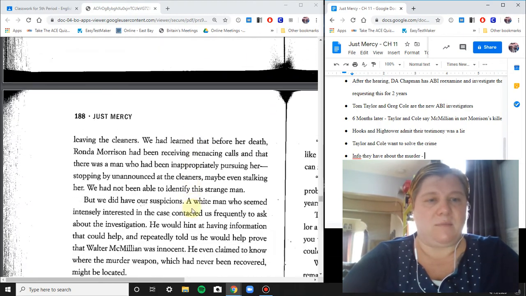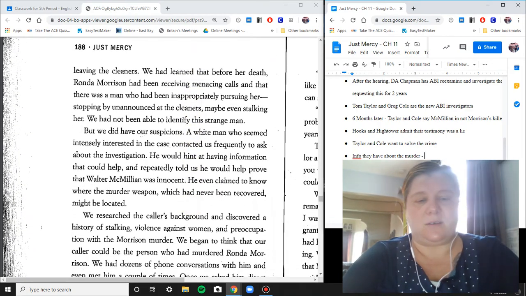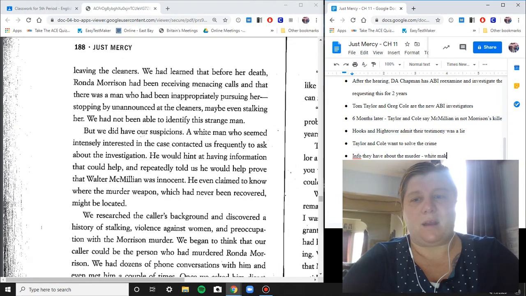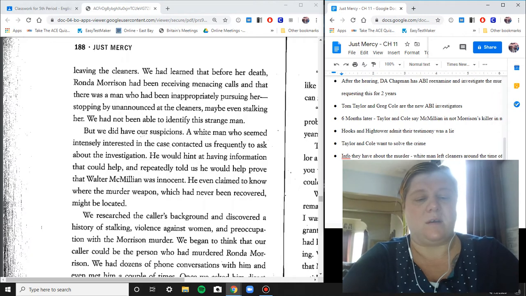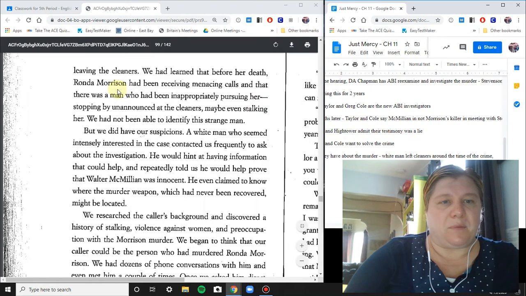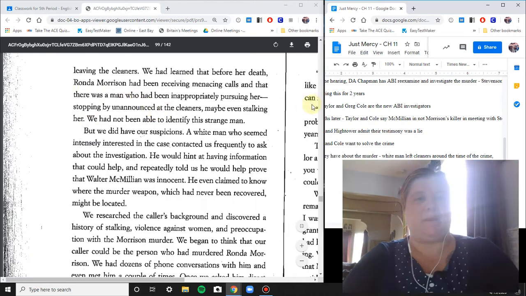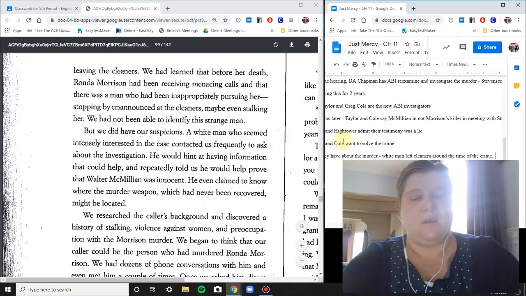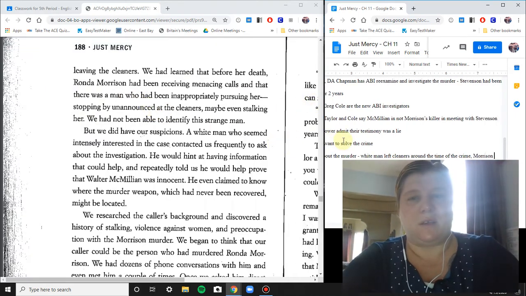Several witnesses told us that around the time of the crime, they'd seen a white man leaving the cleaners. We had learned that before her death, Rhonda Morrison had been receiving menacing calls and that there was a man who had been inappropriately pursuing her.